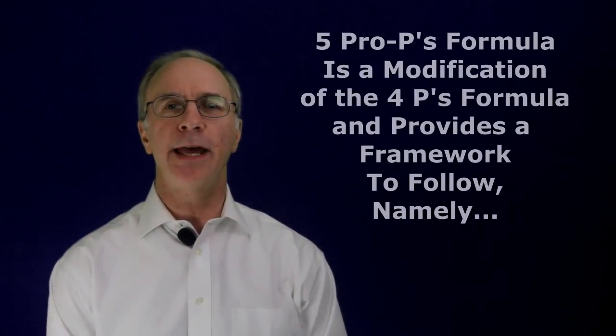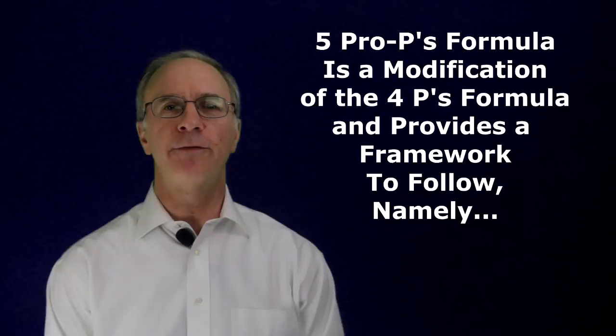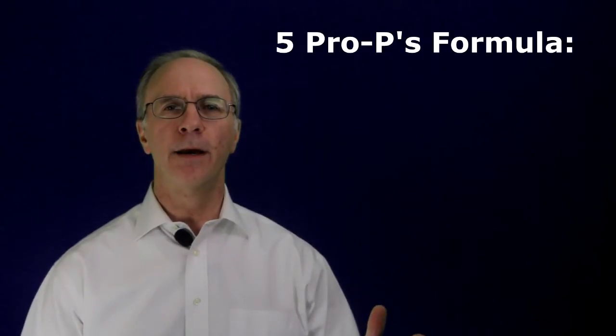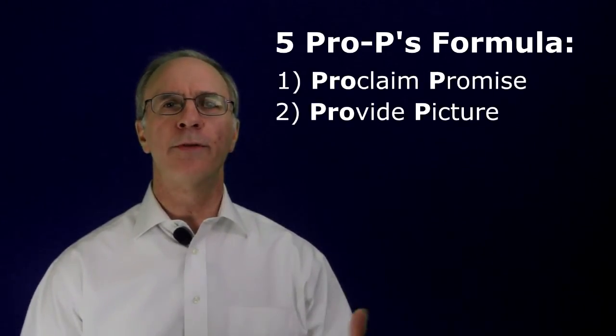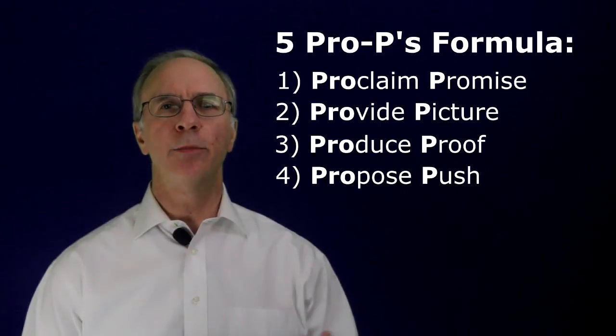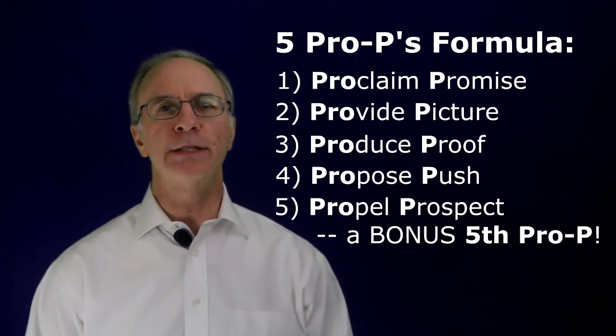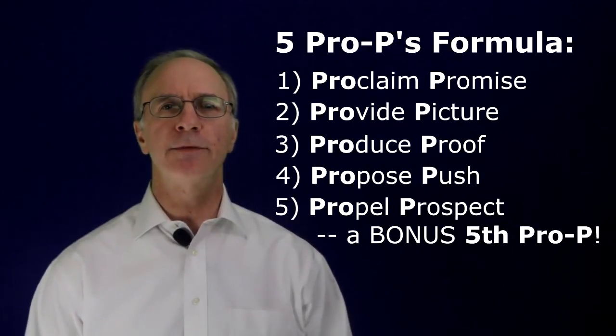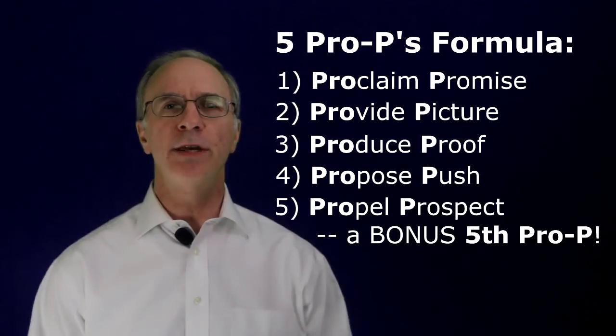Coming close to the end now. The writing structure of the 4Ps formula provides a framework to follow for increasing the persuasiveness of your direct response copywriting. To enhance learning and recall of this useful framework, introduced herein is a modification of the 4Ps formula to create the 5 Pro-Ps formula for persuasive copywriting, which specifies: number 1, proclaim promise. Number 2, provide picture. Number 3, produce proof. Number 4, propose push. And number 5, propel prospect, a bonus 5th Pro-P that highlights the persuasiveness provided by successful application of this useful framework.